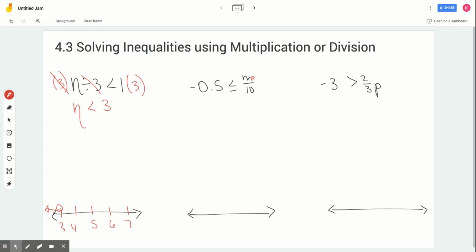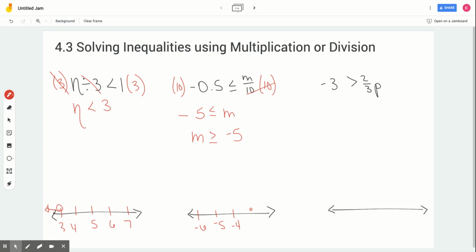Here, the opposite of dividing by 10 is to multiply by 10. So 10 times negative 0.5, positive times a negative is a negative, 10 times 0.5 is 5, is less than or equal to m. Now keep in mind, when the variable's on the right-hand side, we flip the inequality over, making sure that that symbol is still facing the same term. So here we have m is greater than or equal to negative 5.